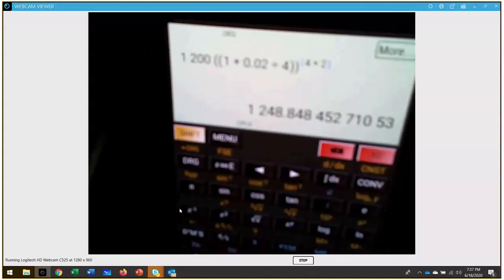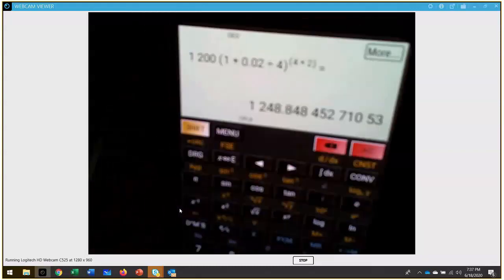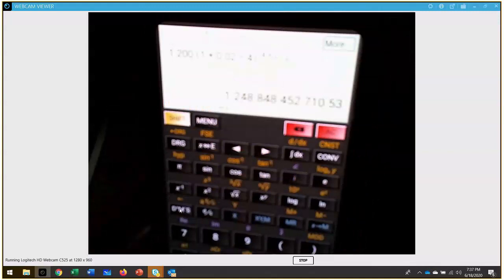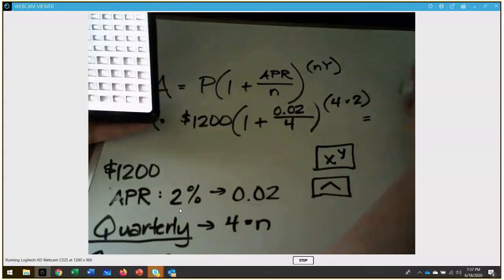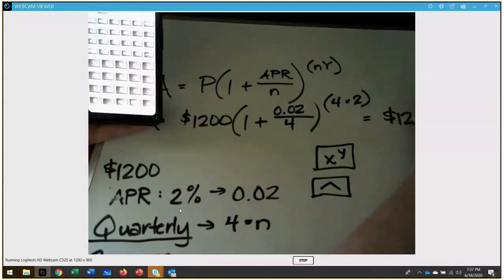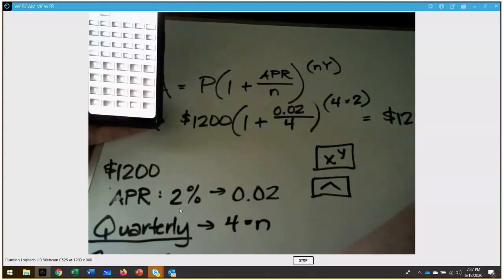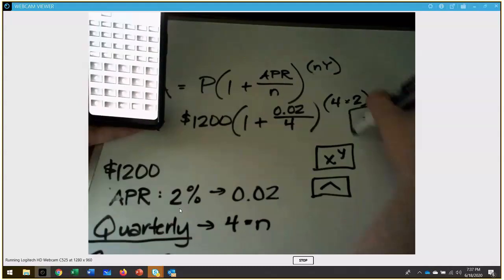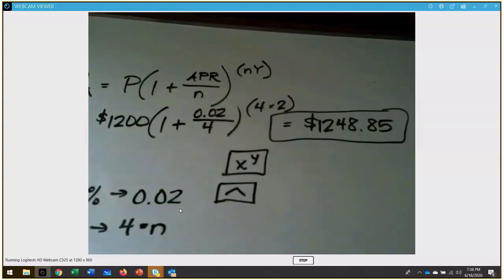Open a new set of parentheses, and then it's going to be 4 times 2. Close, and it already displayed that if it doesn't hit equal. So I got it right. Yay! If you got 1248, round it off to 1248 and 85 cents. That's the answer.